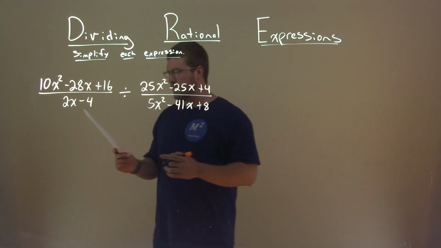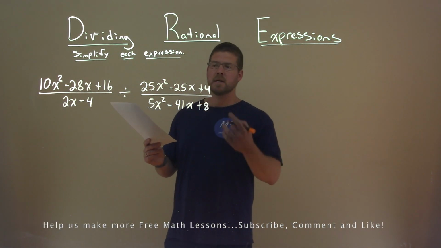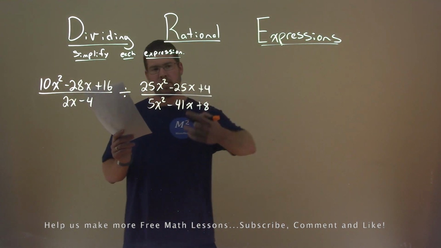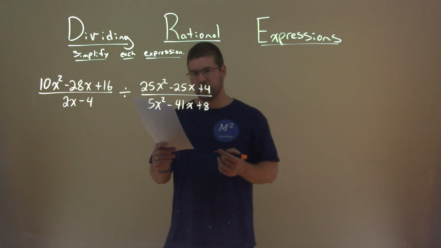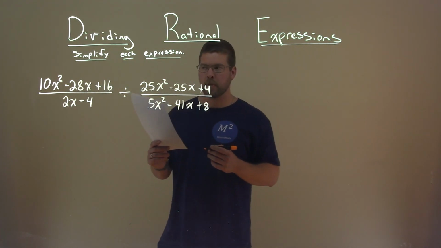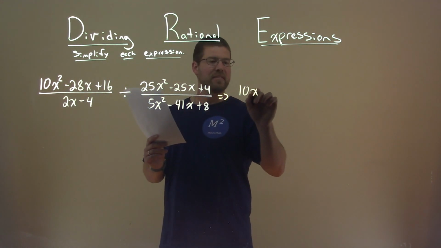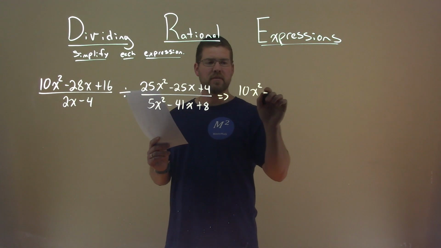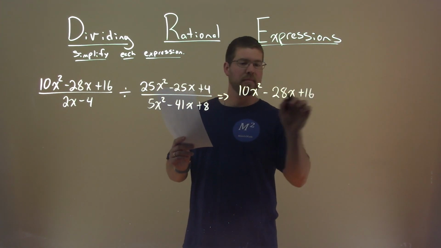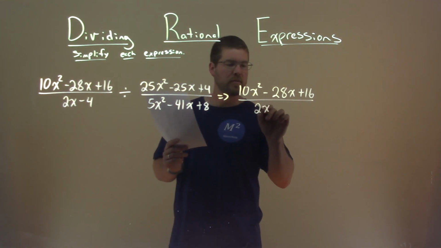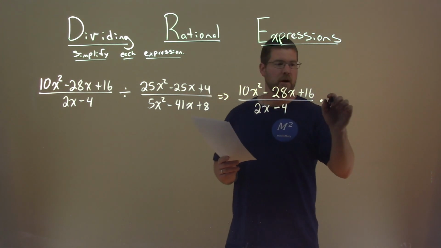We're given this problem right here. 10x squared minus 28x plus 16 divided by 2x minus 4 divided by 25x squared minus 25x plus 4 divided by 5x squared minus 41x plus 8. And we want to simplify this expression. Well, I'm going to rewrite this really big thing and instead of division, make it a multiplication. So the first half is still the same, 10x squared minus 28x plus 16 over 2x minus 4. And then instead of dividing, we're multiplying and we're flipping the second fraction.